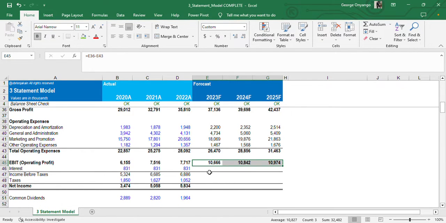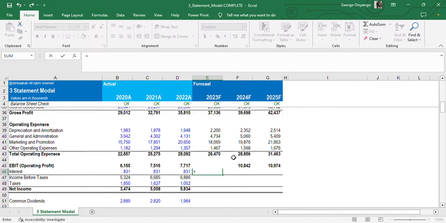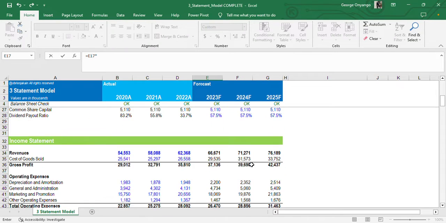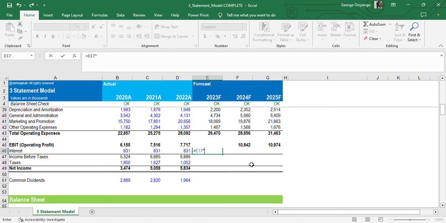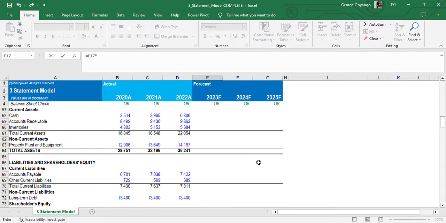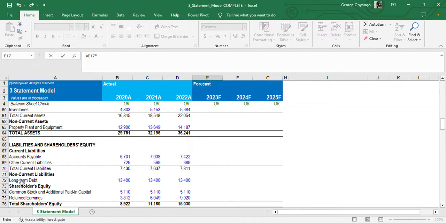Then interest. We are going to get interest from our assumptions and drivers. Interest is going to be a percentage of average debt. We are going to multiply that by our average debt. Where are we going to get our average debt? Our average debt is here. Our average debt is that.